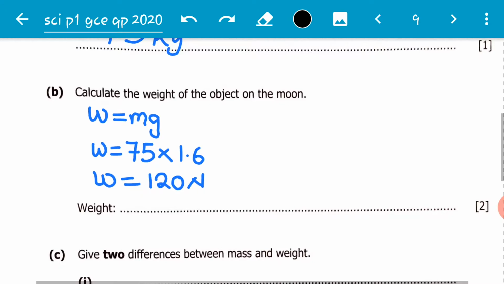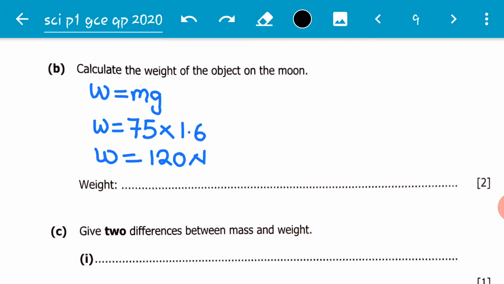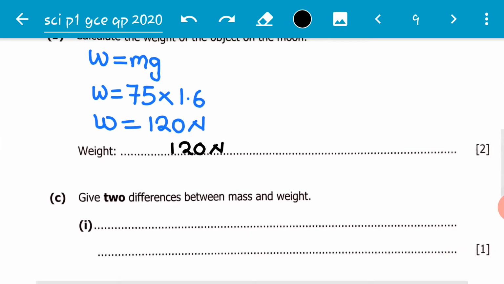Please do not forget, it is a common practice that when solving, people will write the correct units, but when actually writing in the space provided for the answer, somebody forgets to write the unit. So it is going to be 120 newtons. So there we have our 2 marks. Then we go to C.